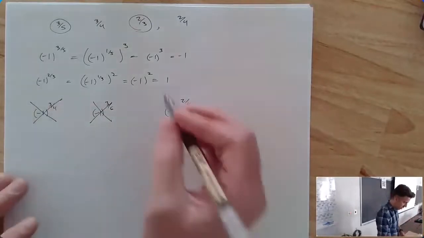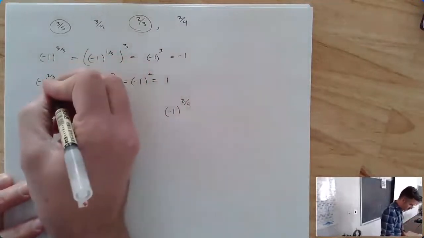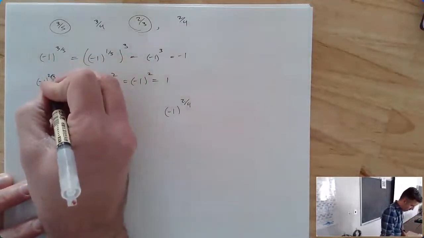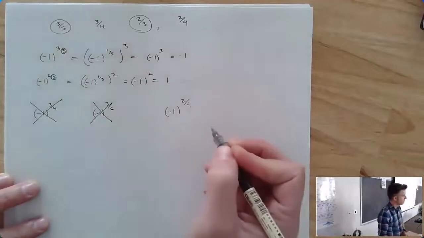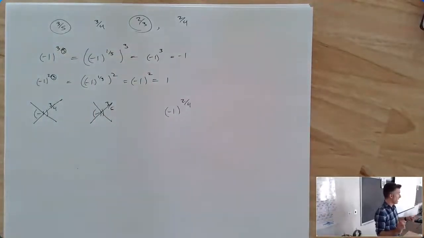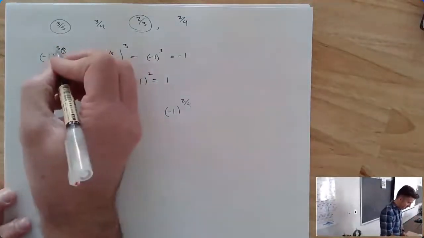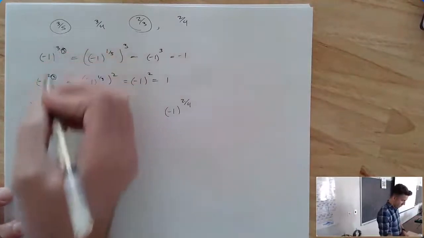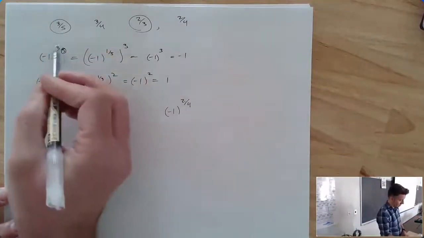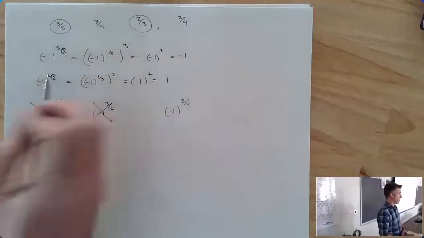So if your denominator is an odd root, then the sign stays the same. And then if your numerator is an odd power, your sign still stays the same. If your numerator is an even power, your sign is going to become positive.